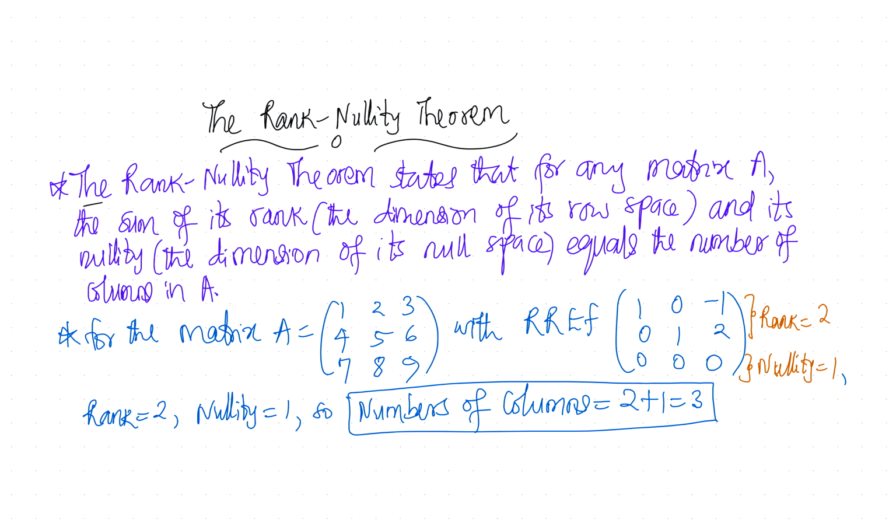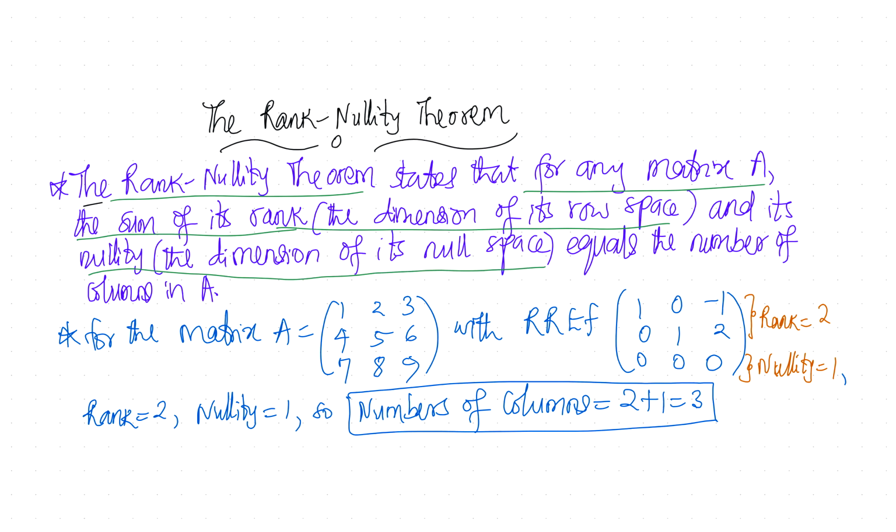So the rank-nullity theorem states that for any matrix A, the sum of its rank, of course, we already know the rank is the dimension of its row space. So after you have taken it to the reduced row echelon form, the number of non-zero rows remaining is the dimension of the row space. For this matrix, it's actually 2. And its nullity. So when we talk about nullity now, the nullity is the dimension of its null space. And the dimension of the null space is the number of the 0 rows. That's the nullity.